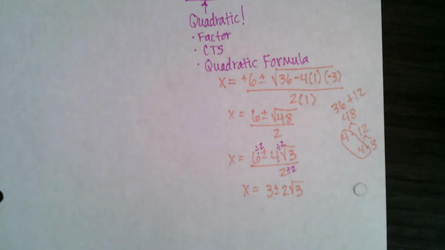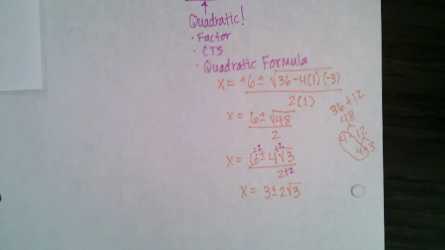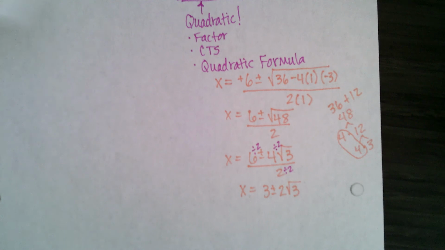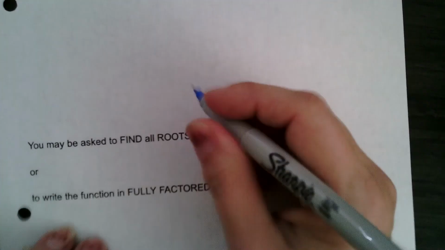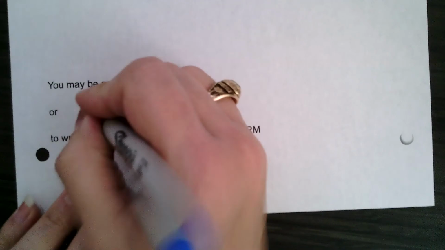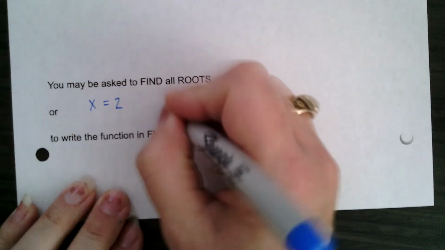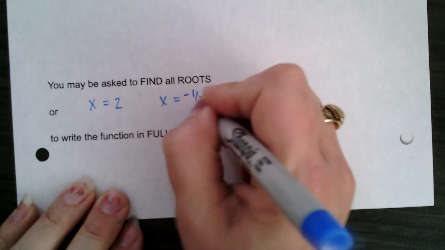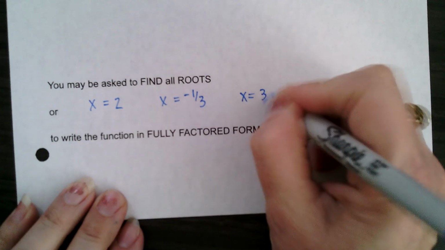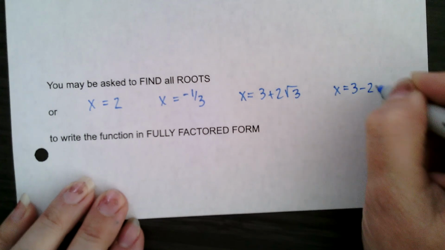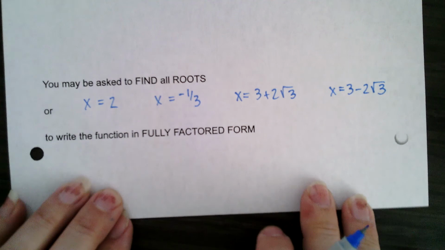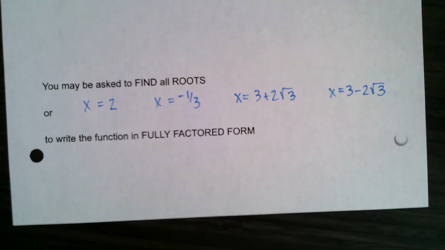So I have found all my roots, which were 4. But I want you to know that you may be asked to find all the roots, which we just did. In our case, finding all the roots would be x equals 2, x equals negative 1/3, x equals 3 plus 2 square roots of 3, x equals 3 minus 2 square roots of 3. So if they ask us to find all the roots, that's it. We just have to list them out.